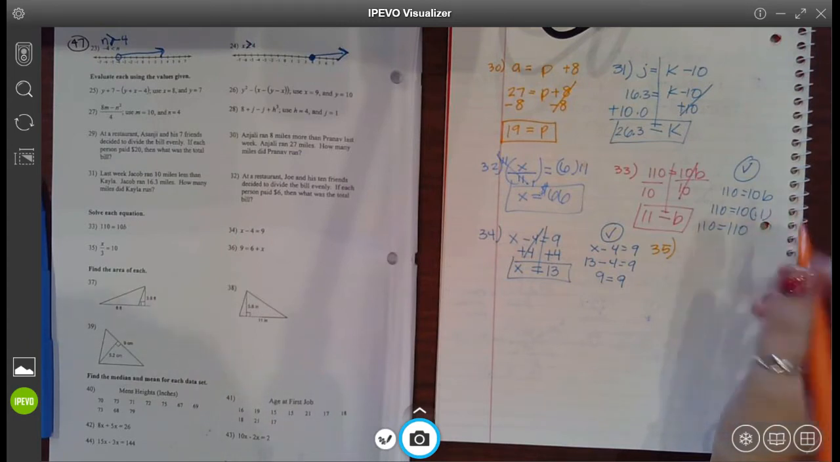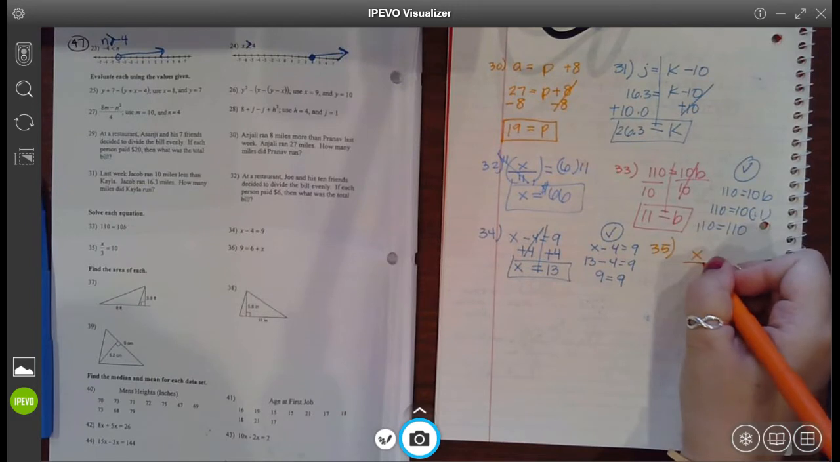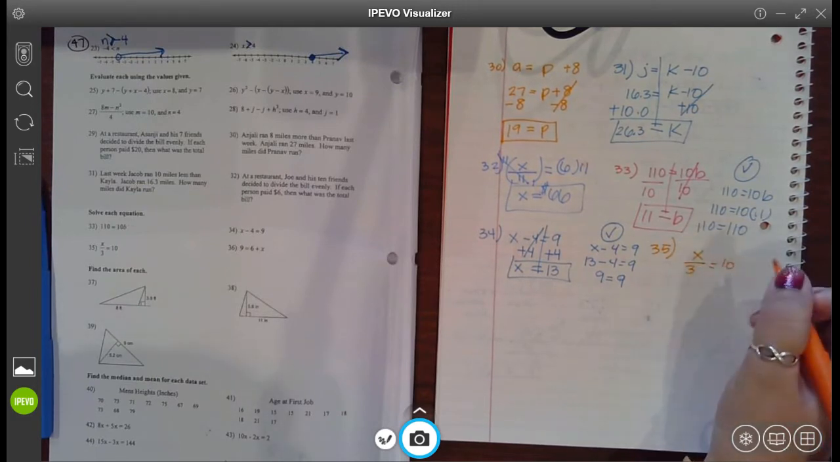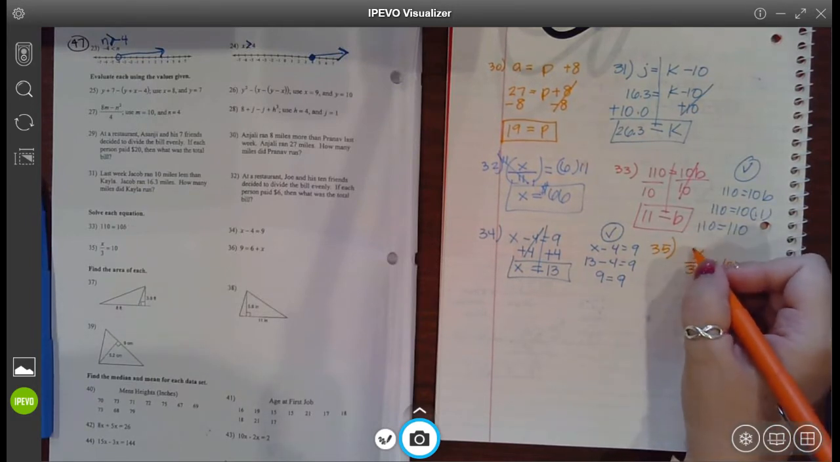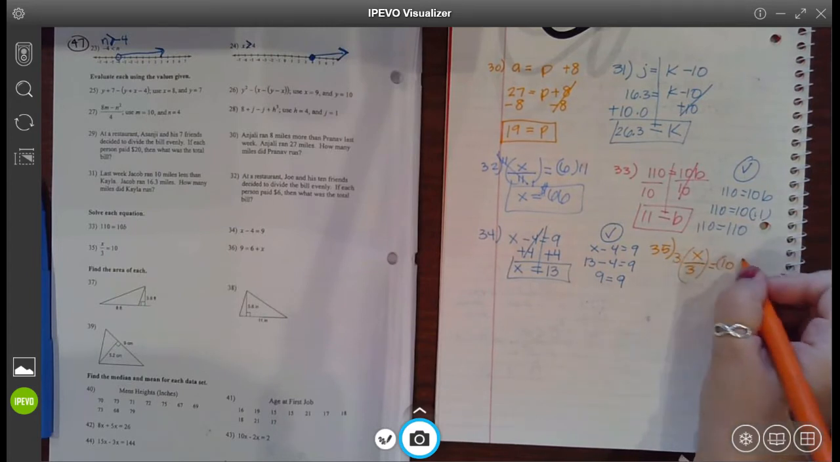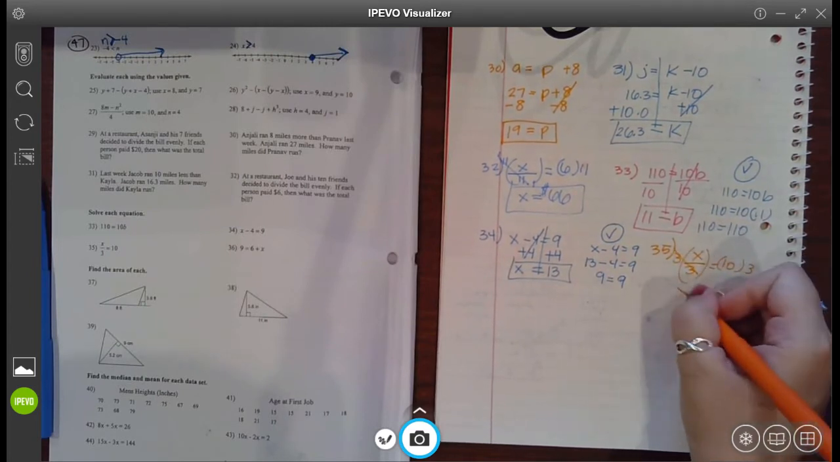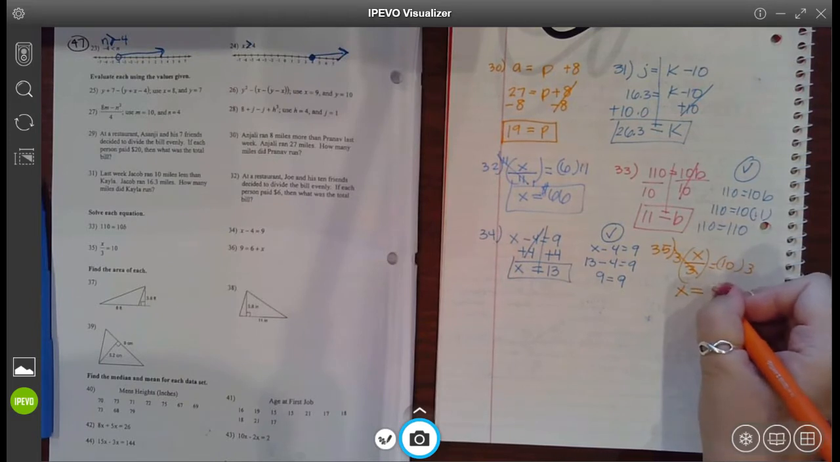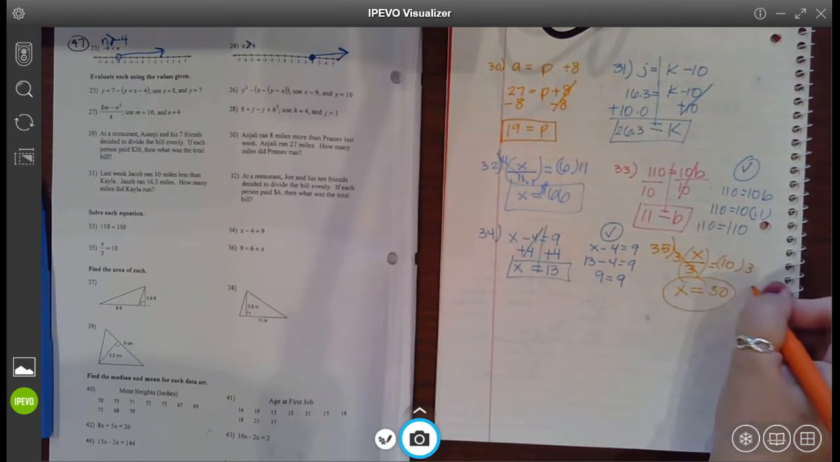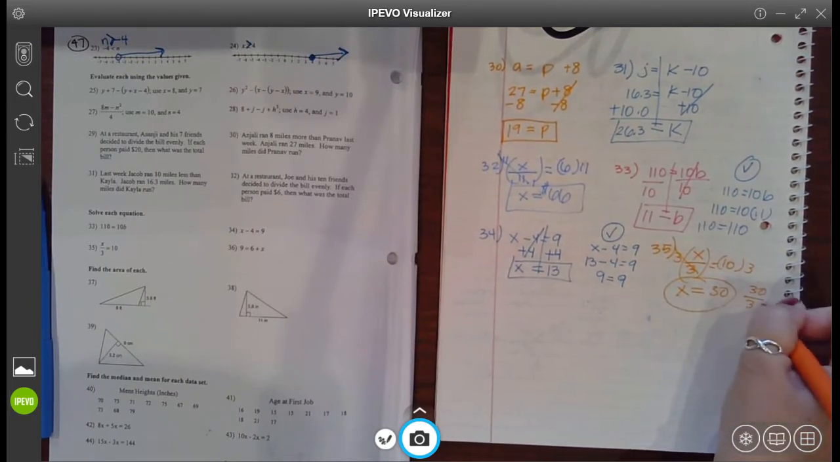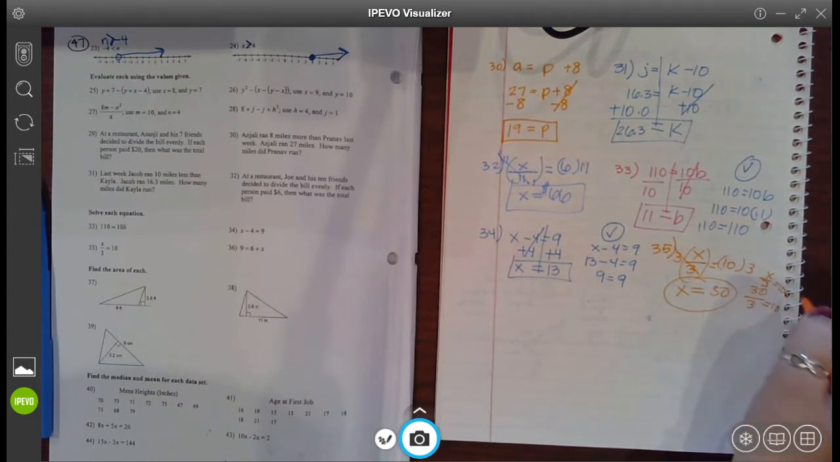All right, number 35 says x over 3 equals 10. And the inverse of dividing by 3 is to multiply by 3. Those cancel. X equals 10 times 3 is 30. And if you were to check, 30 over 3 equals 10, because the original was x over 3 equals 10. All I did was I replaced x with what I think the answer is. And 30 divided by 3 is 10. Bring down your equals 10. True statement. So yes, 30 is the right answer.